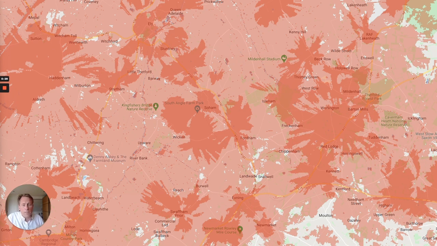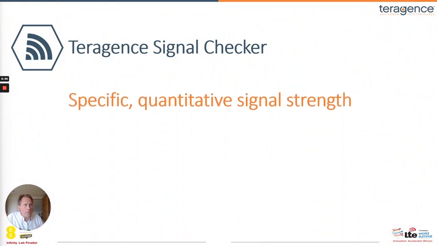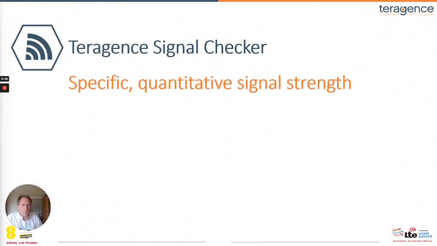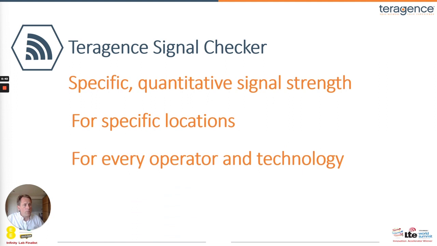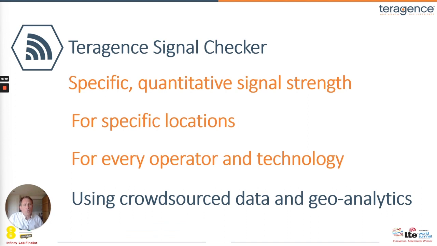And that's why we created Teragence Signal Checker. Teragence Signal Checker provides specific quantitative signal strength assessments for specific locations. So no vague heat maps, but specific values for specific locations. And we do that for every operator and technology active in a given market. The secret sauce, our underlying technology, is a combination of crowdsourced data and advanced geoanalytics. And I want to show you what that looks like in real life.